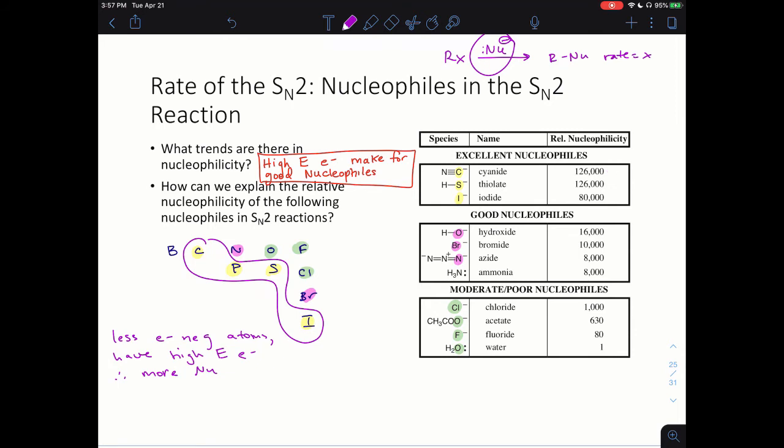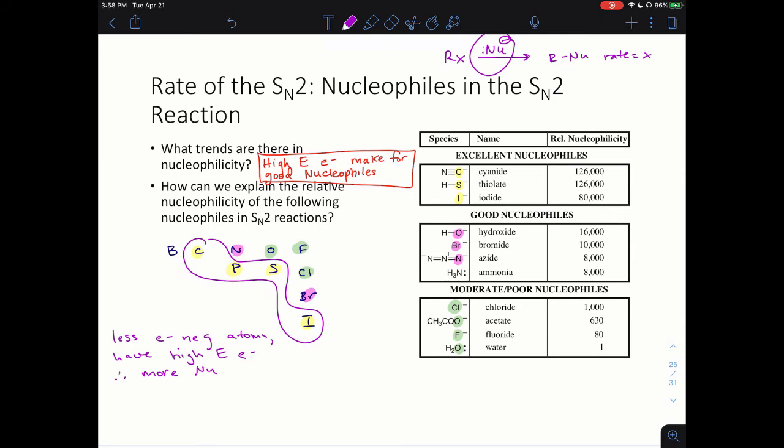Cool. Now's a good time to say no, you do not need to memorize these numbers. In fact, I'm going to be super mad at you if you memorize these numbers. I need you to know the trends. I need you to recognize excellent, good, moderate, poor nucleophiles. But we're well on our way to understanding what makes for a good nucleophile. If you can understand what makes for a good nucleophile, you don't have to memorize anything. But definitely do not try and memorize these numbers. They're just for our discussion right now.